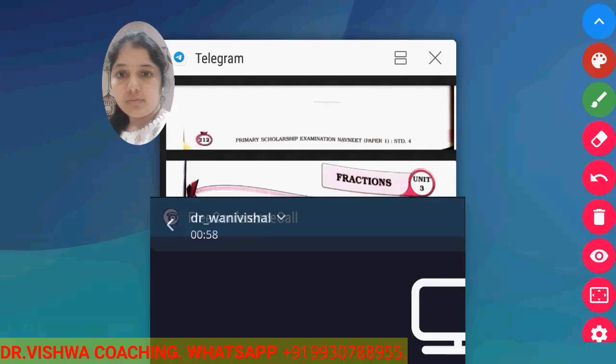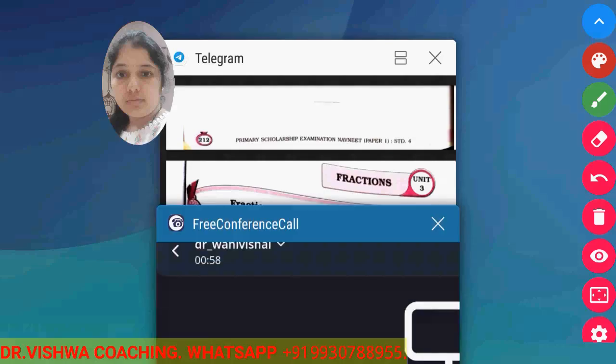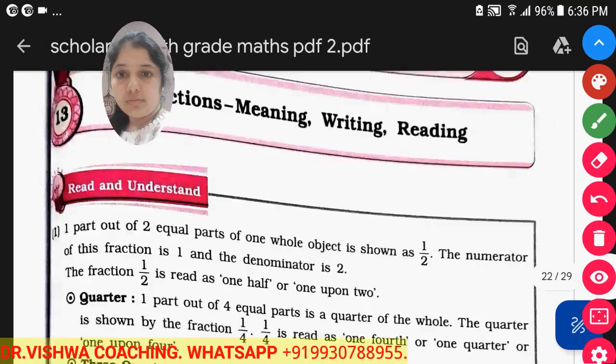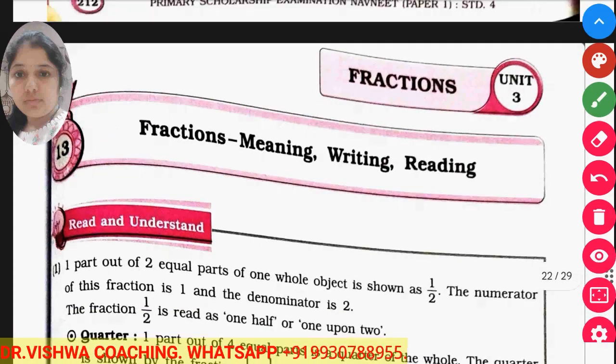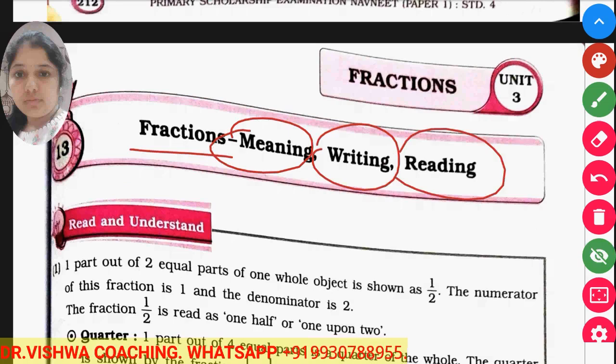Okay, friends, I am Dr. Heena. For scholarship grade 4, we are studying the subject math, and in this section, our next chapter is fraction. So here we have to learn about the fraction, their meaning, how to write it, and how to read it.